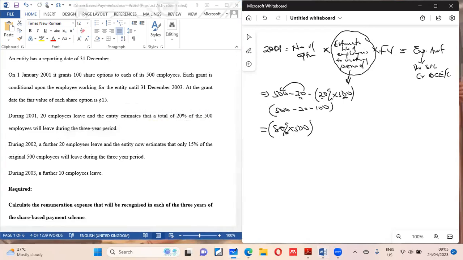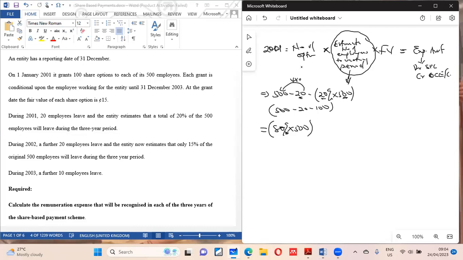Because you have said that, okay, 20% have left. Therefore, if 20% have left, then we should be having like 480. Why will you do another 20% on the 500, including those who have left already? So it's something you need to check. It's very, very important to check that.